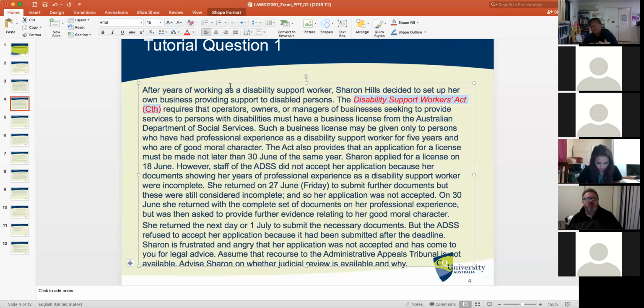So there are these 5 requirements you must have in order for there to be recourse to judicial review under the ADJR Act. One is that there has to be a decision. 2, a person must be aggrieved by a decision. Okay, so here we know that Sharon Hills is aggrieved because she lost her right to have a business license. And because she does not have a business license, she cannot operate and provide services to persons with disabilities. So she is aggrieved.